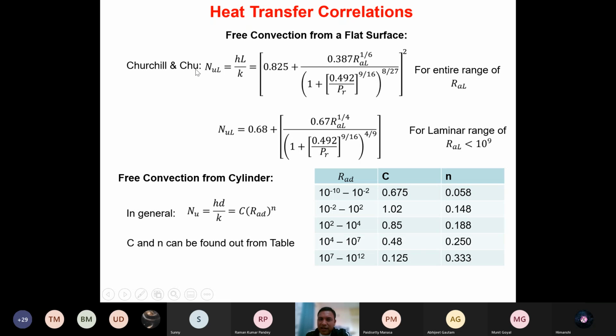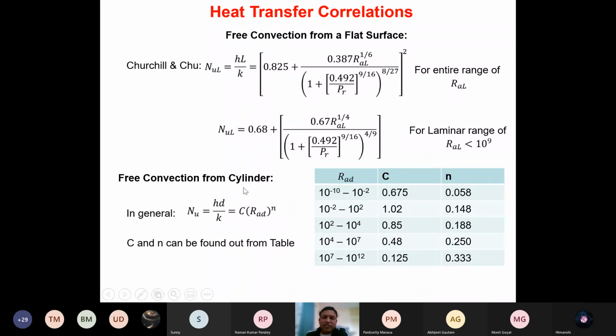So here you can see this Nusselt number is related to a Prandtl number and Rayleigh number. The Rayleigh number is nothing but the multiplication of Grashof number and Prandtl number. So it doesn't matter. You can see that only Grashof number, Prandtl number and Nusselt number are used in this correlation. Can you see? Isn't it? So this equation is for the entire range of Rayleigh number. But for a laminar range, there is another equation given by Churchill and Chu. This is the other equation given by Churchill and Chu, which is only for a laminar region.